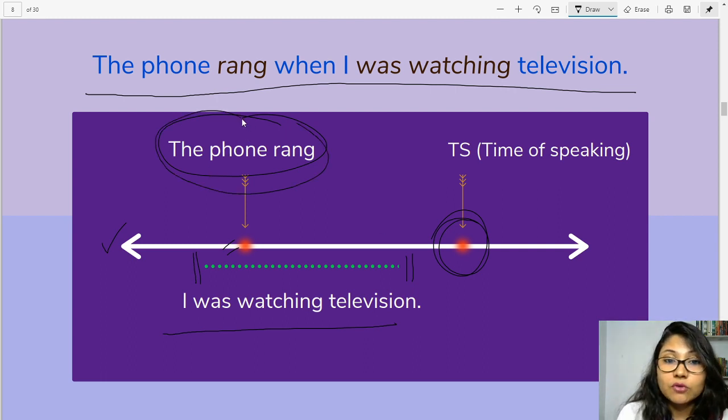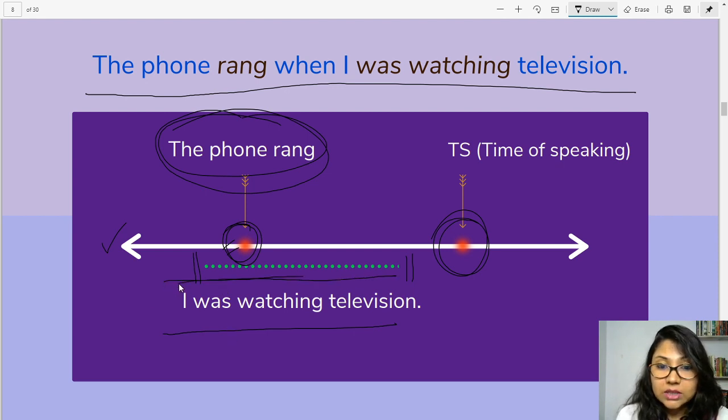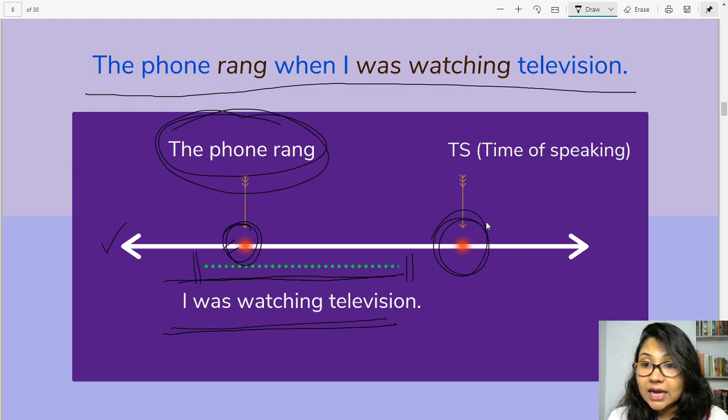Something happened, the phone rang, that is at this particular time, and throughout this time, that was the action that was in progress. I was watching television. And this is the time when I am saying the whole thing. Okay, clear? Great, let's move on.